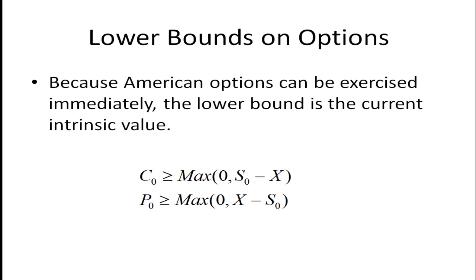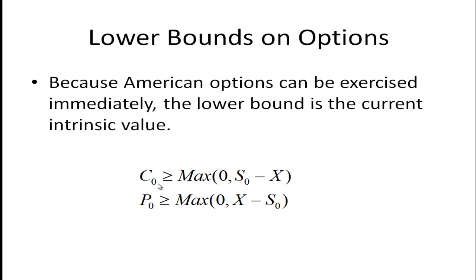The lower bound on options, okay. In the case of an American style option, it can be exercised immediately, so the lower bound is the current intrinsic value. And this is true for both a put and a call.